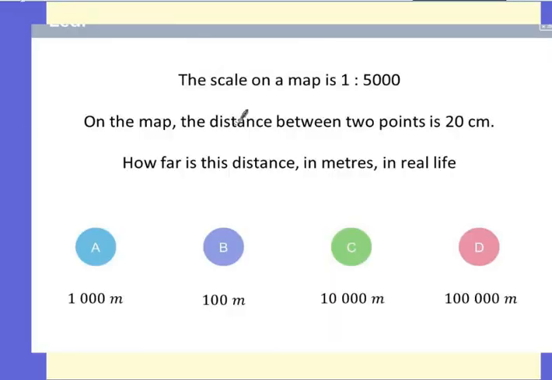A scale on a map is 1 to 5,000. On the map, the distance between the 2 points is 20 centimetres. How far is this distance in metres in real life? Pause the video for a minute and have a go at answering that now, please.